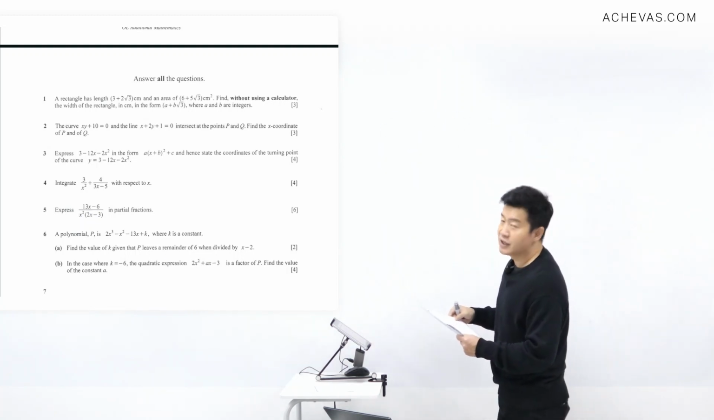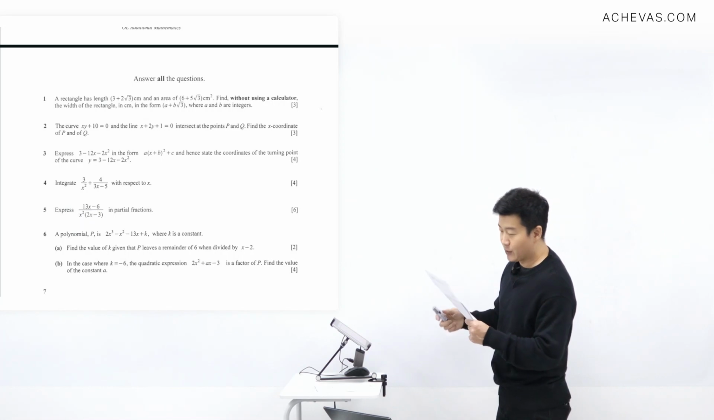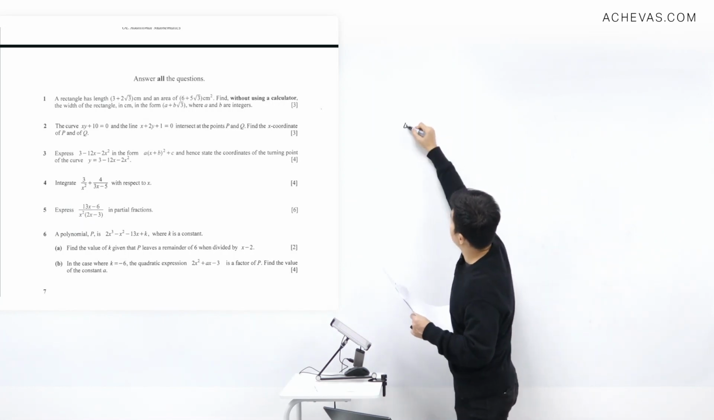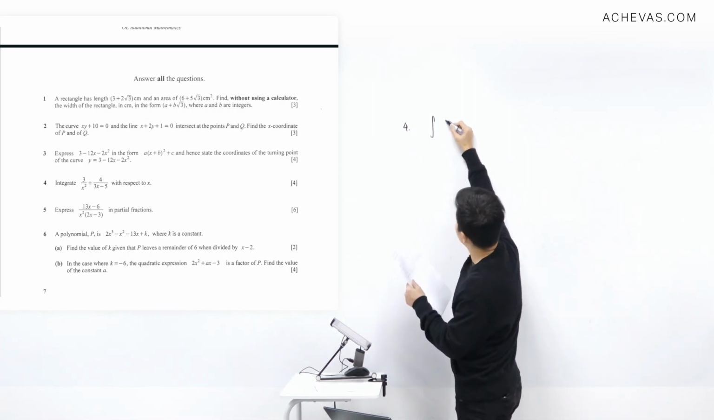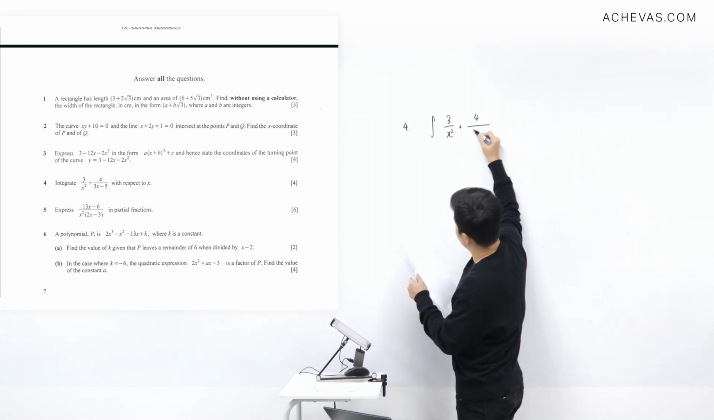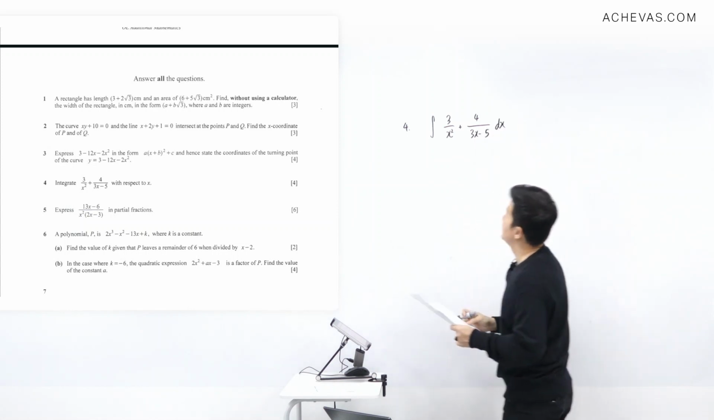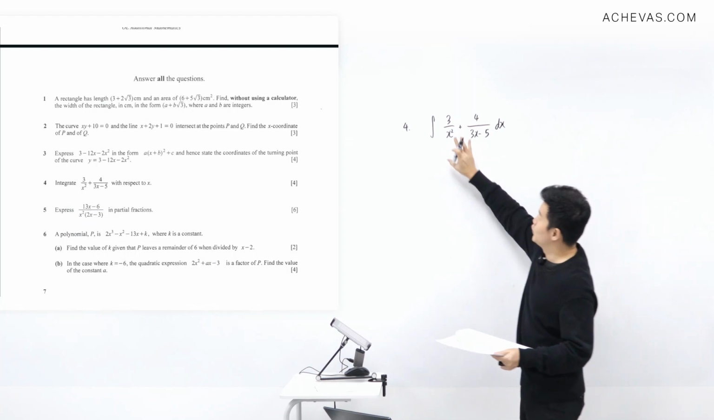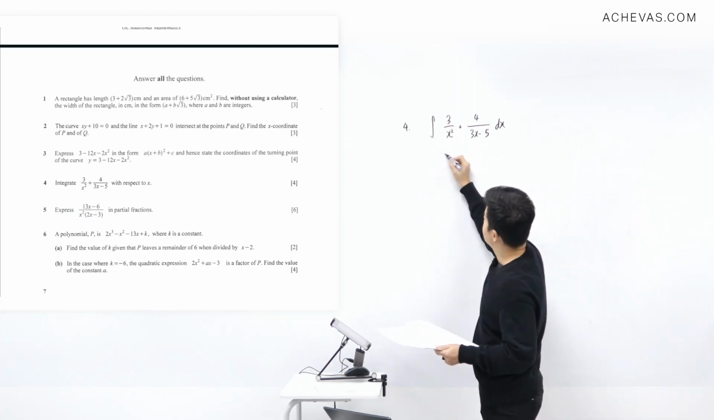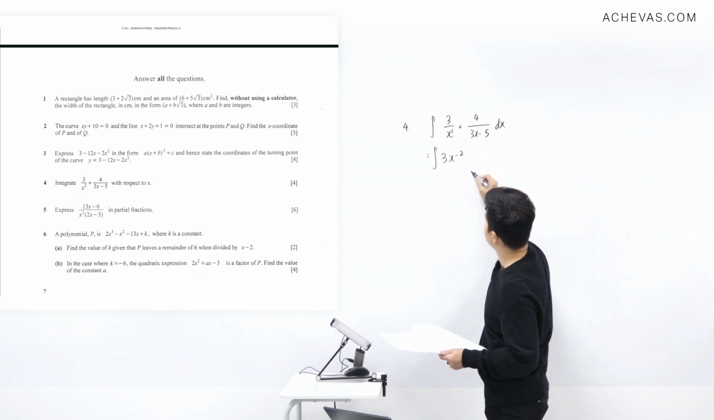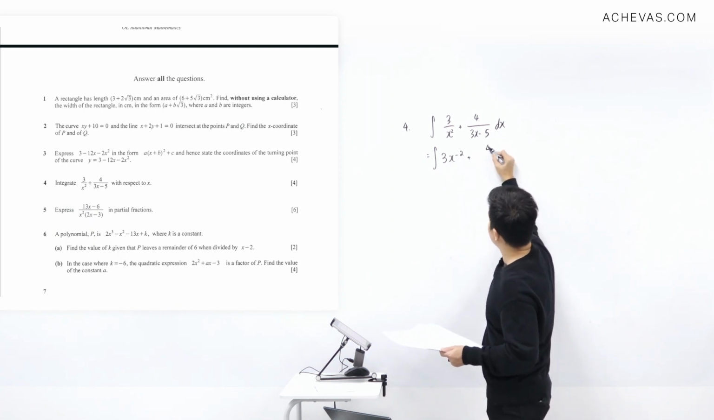So here in question number 4, we are supposed to do an integration. We are supposed to be integrating 3 over x squared plus 4 over 3x minus 5. So to integrate this, let's try to do a bit of manipulation. I'm going to rewrite this as 3x to the power of minus 2. Plus this, I can let it remain. So 4 over 3x minus 5.